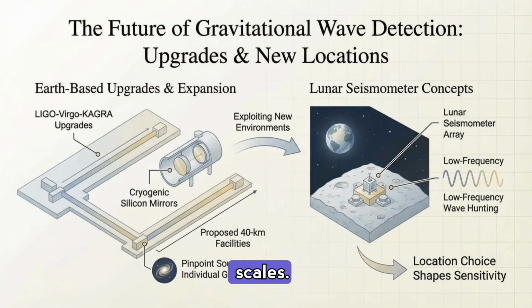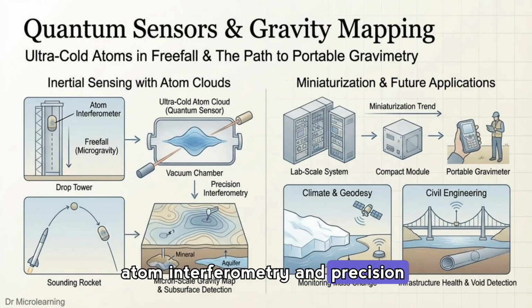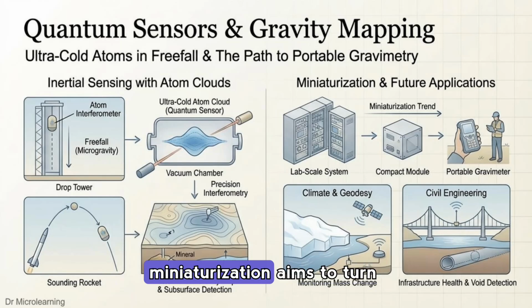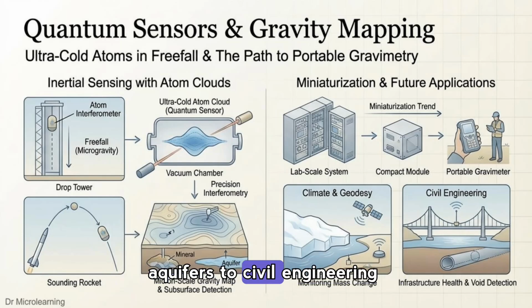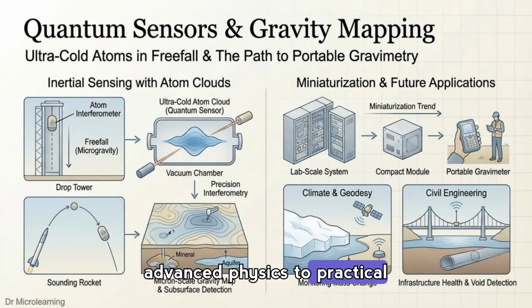Quantum sensors use ultra-cold atom interferometry and precision freefall to map tiny gravity variations, and ongoing miniaturization aims to turn lab-scale systems into portable gravimeters. Applications range from monitoring ice mass and aquifers to civil engineering inspections, showing a pathway from advanced physics to practical geodesy and infrastructure health tools.